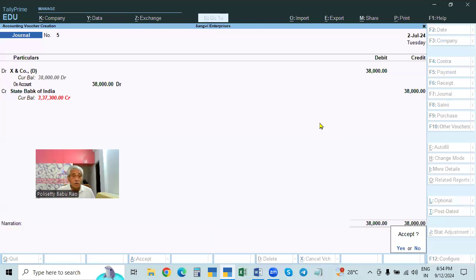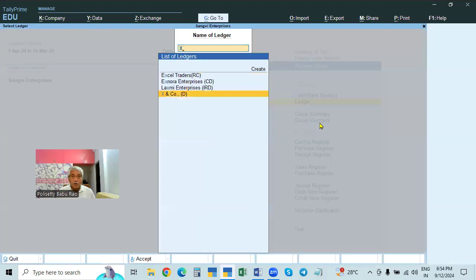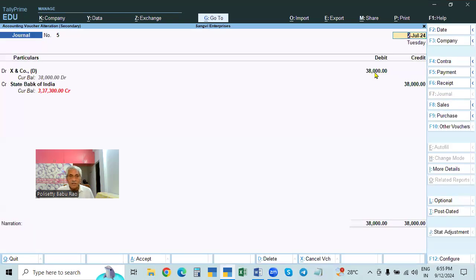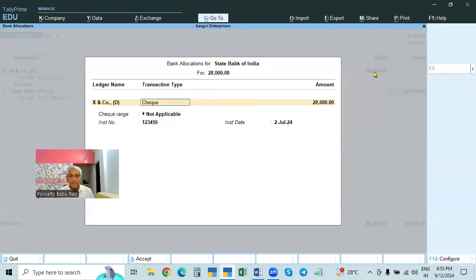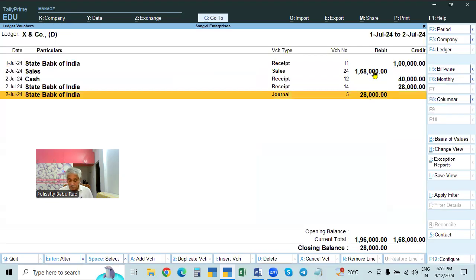Then you go to the next account, X and Co. So here, see, 1 lakh advance, 168 sales, then 40,000 we paid, still 28 balance. That 28,000 we paid by check. That's 28, not 10, 28,000. So 28,000 is the balance. We made the payment of 28,000 by check.